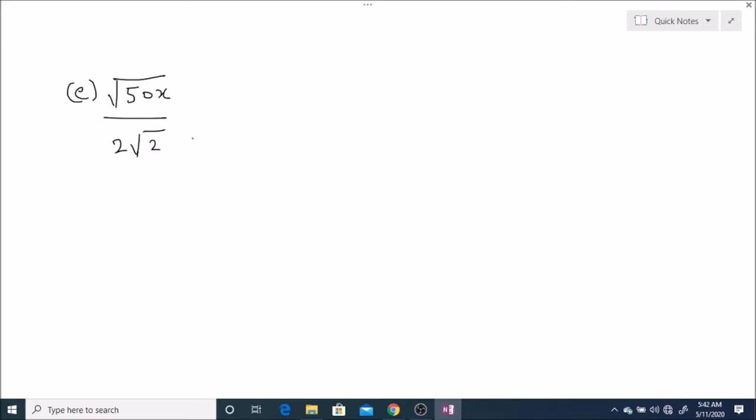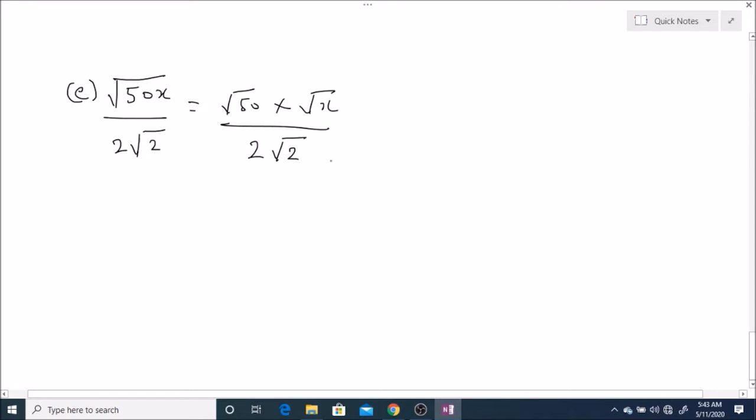Now E, we have to simplify root of 50s over 2 root 2. Again, you make use of all the concepts that you've learned so far in solving this problem. First of all, we write the numerator as root of 50 times root of s all over 2 root 2. Now, this root of 50 can be written as root of 25 times 2. That is, the 25 and the 2 are factors of 50. In this case, the 25 is the perfect square number. So you have root of 25 times 2, all times root of s, all over 2 root 2.